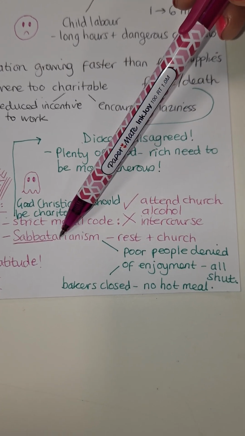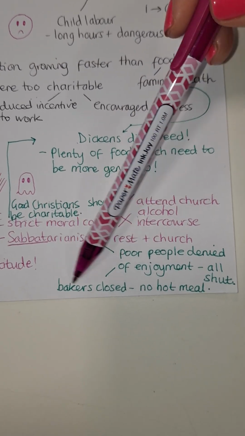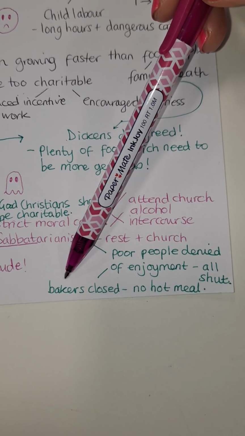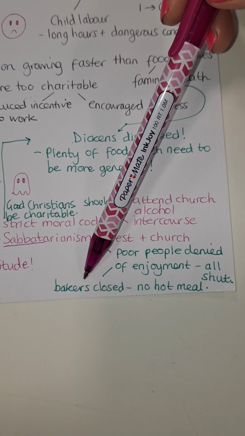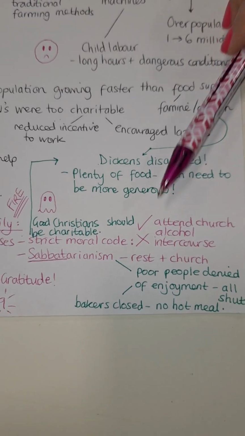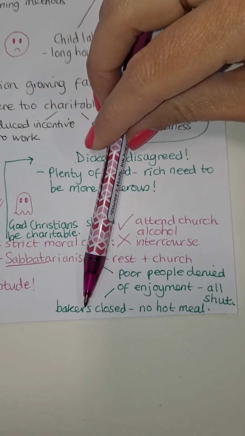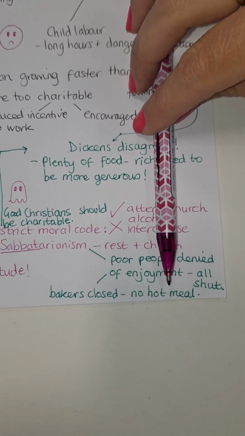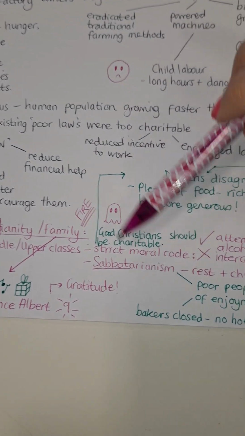Also, people in poverty, the impoverished, they didn't have ovens, so they used to use the local bakers to warm their food as well. So it meant that every single Sunday, bakers had to close their shops, and then therefore they did not have any sort of hot meal. Let's see what else I've missed out.